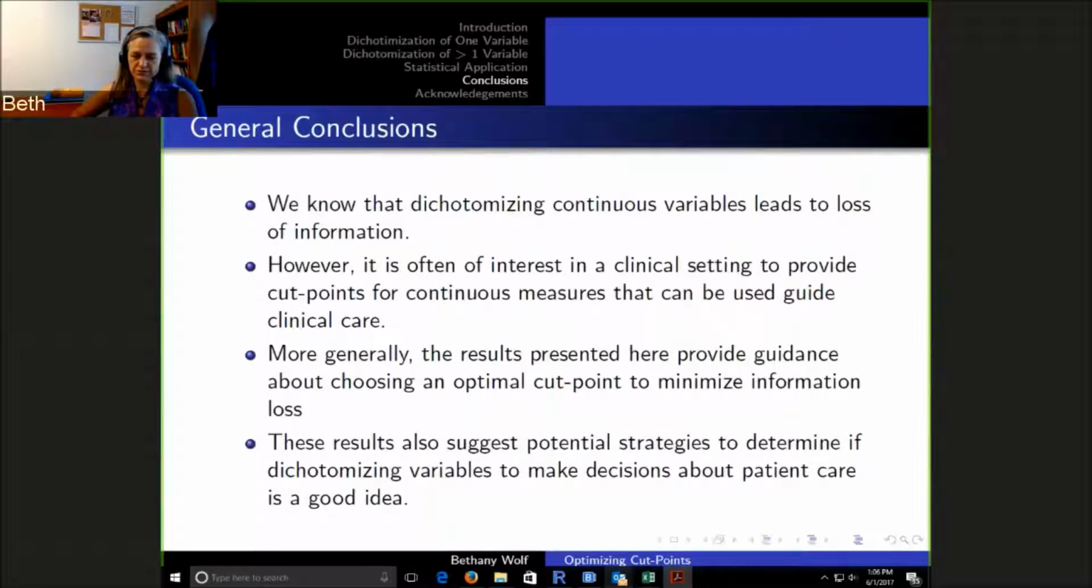In general, as a statistician, we do know that dichotomization leads to loss of information. And so we'd like to avoid it when we can, but sometimes in a clinical setting it's necessary and important to choose a cut point because it helps us guide clinical care. So as a statistician, therefore, I'd like to be able to provide the best guidance I can about choosing the optimal cut point to minimize information loss.